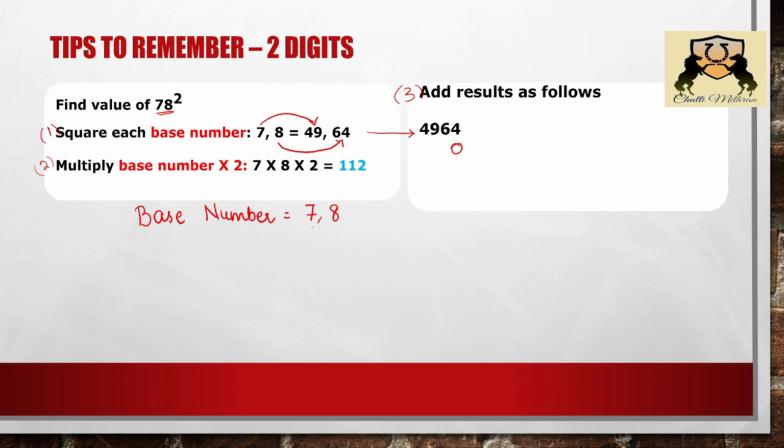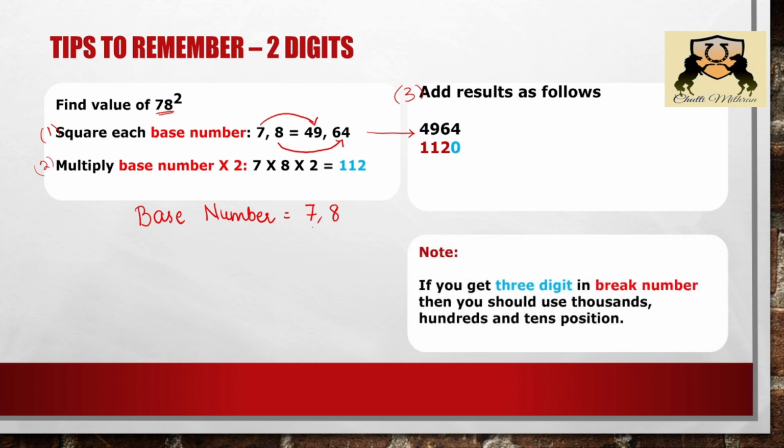Please do not forget it. If you do not add a 0 in the ones place, then your answer is wrong. So please do not forget it, friends. Always you have to add a 0 in the ones place. Now 4964 plus 0, always do not forget to add a 0 here, and then you write the result as it is here, and then you add the two numbers, which is equal to 6084. So 78 squared is equal to 6084.